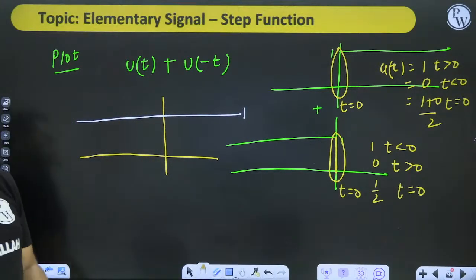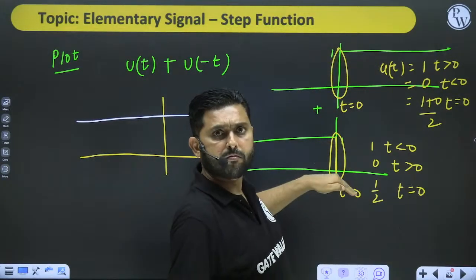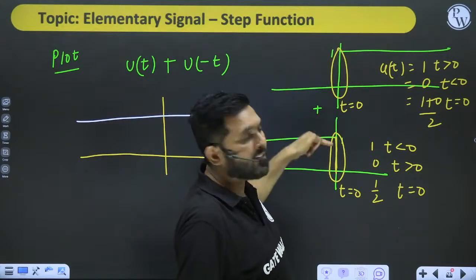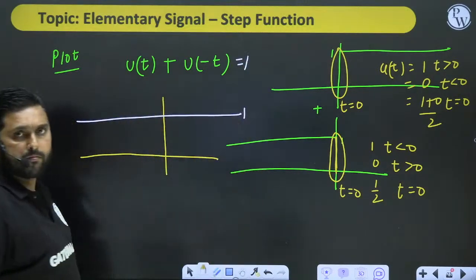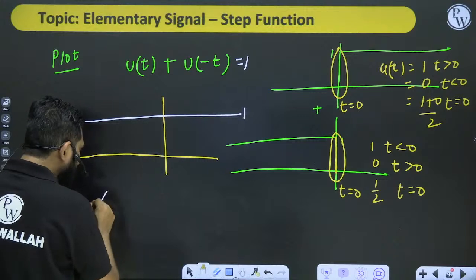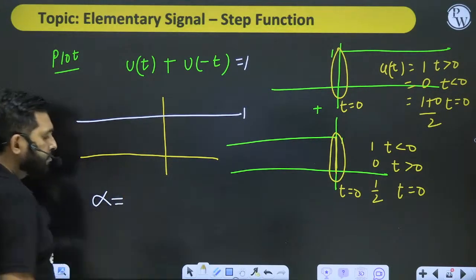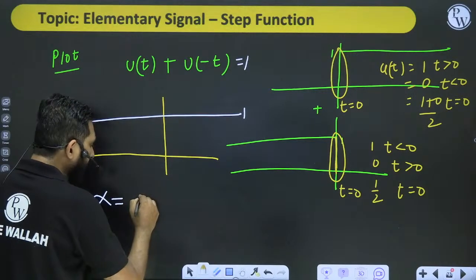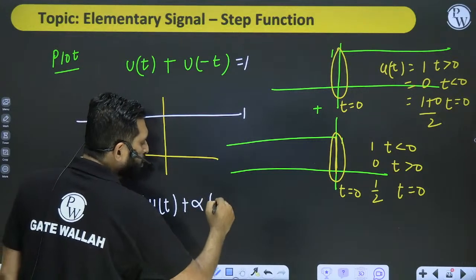So the most important point you have to consider here is this one. The value at discontinuity is not equal to 1, it is 1 by 2. So this is equal to 1. In general, any value, let's call it alpha, a constant, can be written as alpha ut plus alpha u minus t with the same fact.